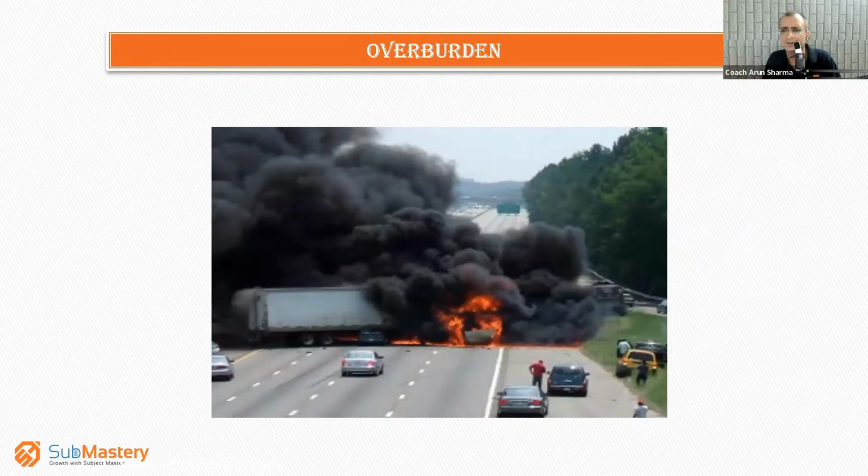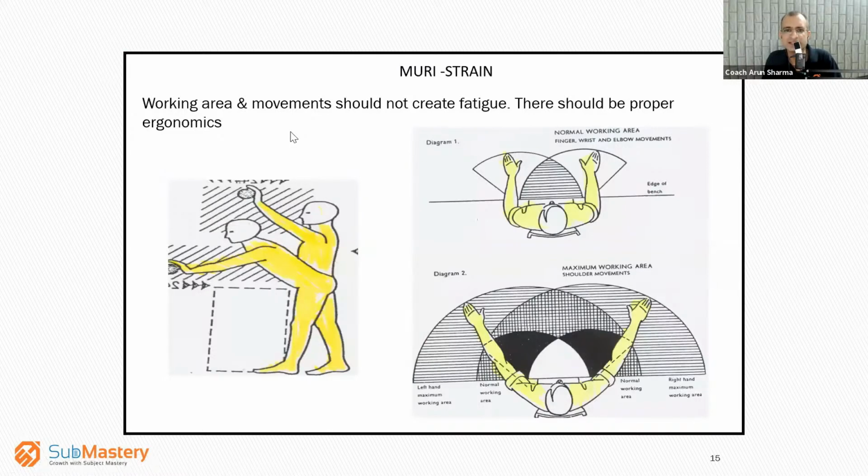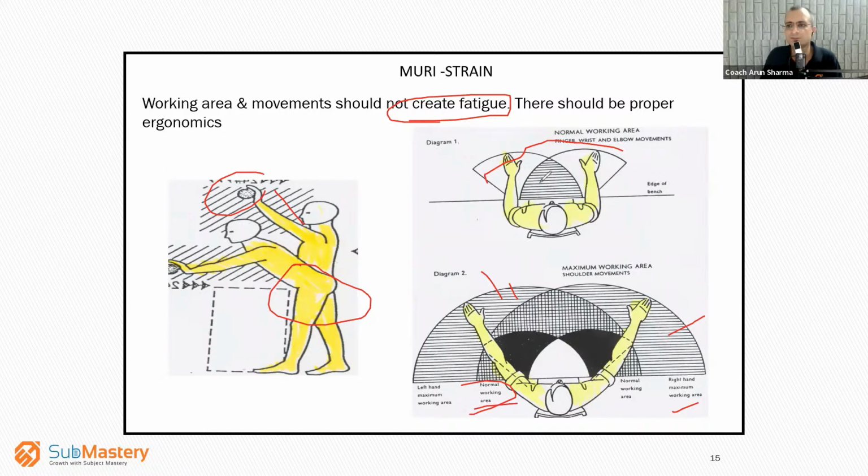Now coming to the shop floor. Working area and movement should not create fatigue. That is the purpose. Muri means it should not create fatigue, and how the human relates to your machine comes under ergonomics. If you see here, this person has to bend too much, every time he has to bend and take something from a height. What will be the result? Joint pain and low efficiency. Within the normal working area, and if you see this diagram, tools are beyond the normal working area. When industrial engineers design a line or a workstation, they keep this in mind and try to reduce the fatigue. That's the main purpose of Muri, to reduce the fatigue.